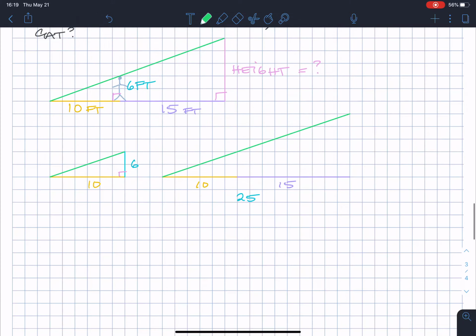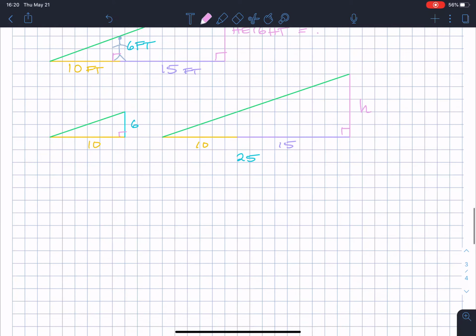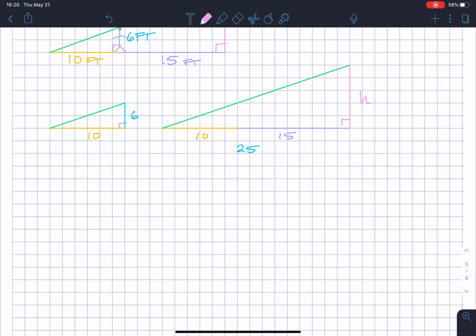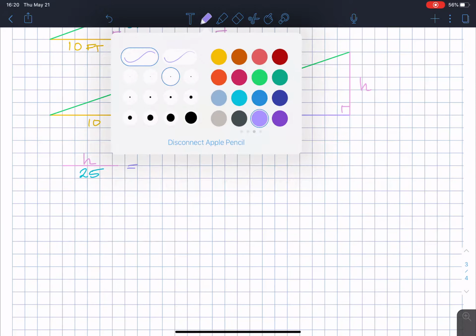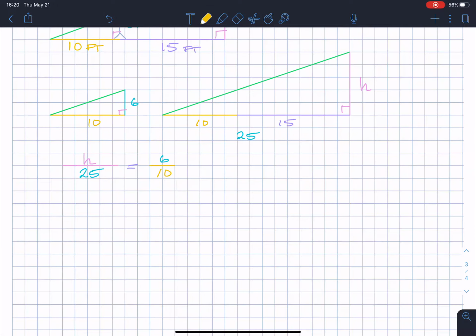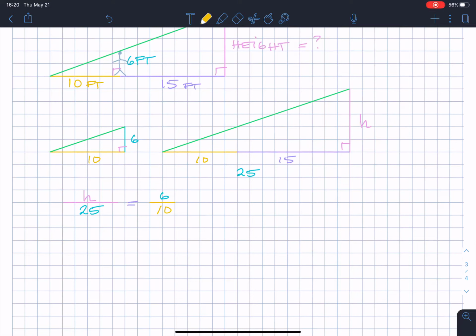And I'm looking for this height here. Let's call it h. Okay, so using the fact that similar triangles are in proportion, I know that the height h divided by the base 25 is in the same proportion as the height 6 in the other triangle over the base 10. So all I would need to do to solve for the height h would be to cross multiply.